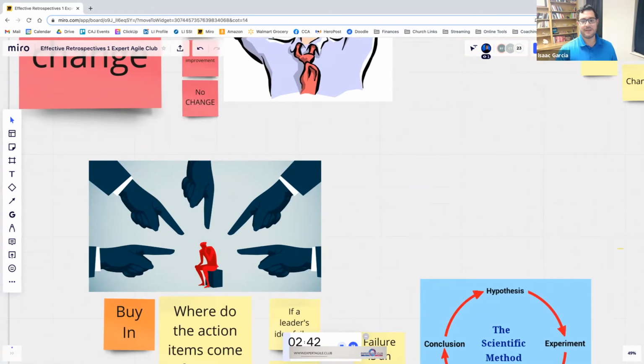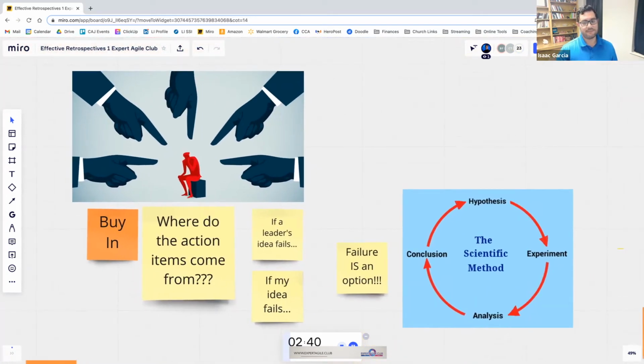I like this image because sometimes this is our reality. The team member feels like everyone's telling them what to do. Well, if you don't really have a choice in the matter, it gets better, it doesn't get better, it's not really your fault, right? If a leader's idea fails, so if a leader says, hey, you're going to do 10 story points instead of 5 this sprint. If it fails, what's the problem? The leader was wrong. The leader made a mistake. The leader had a failure. Yeah, failure's okay. For the leader, he'll brush it off and be fine. She'll brush it off and be fine.